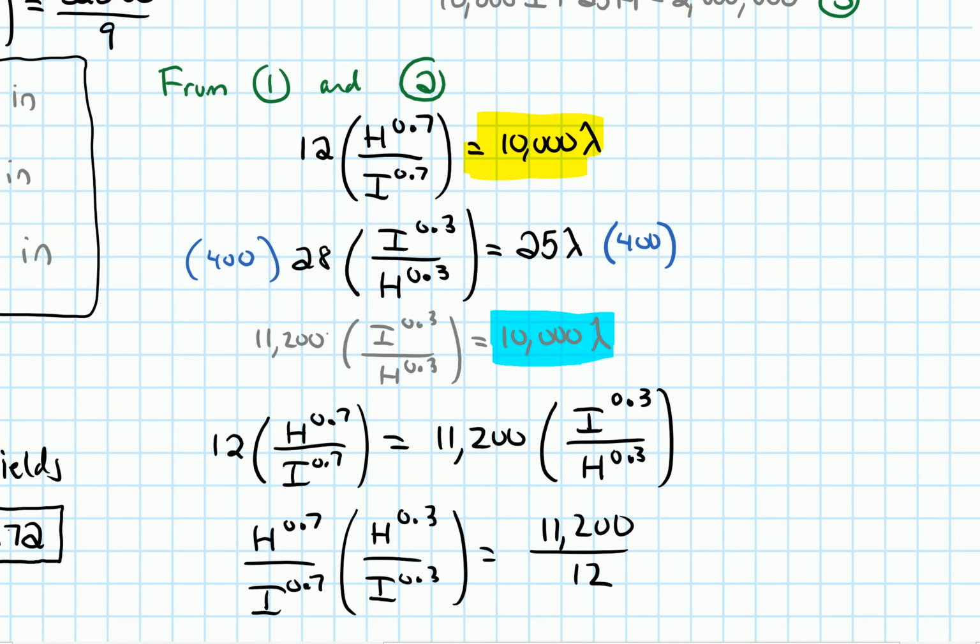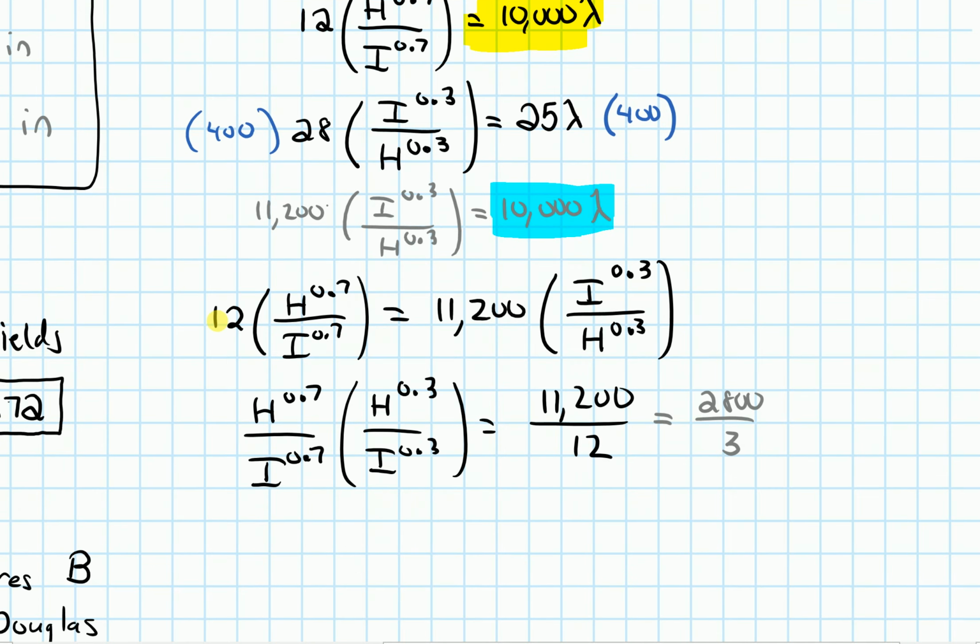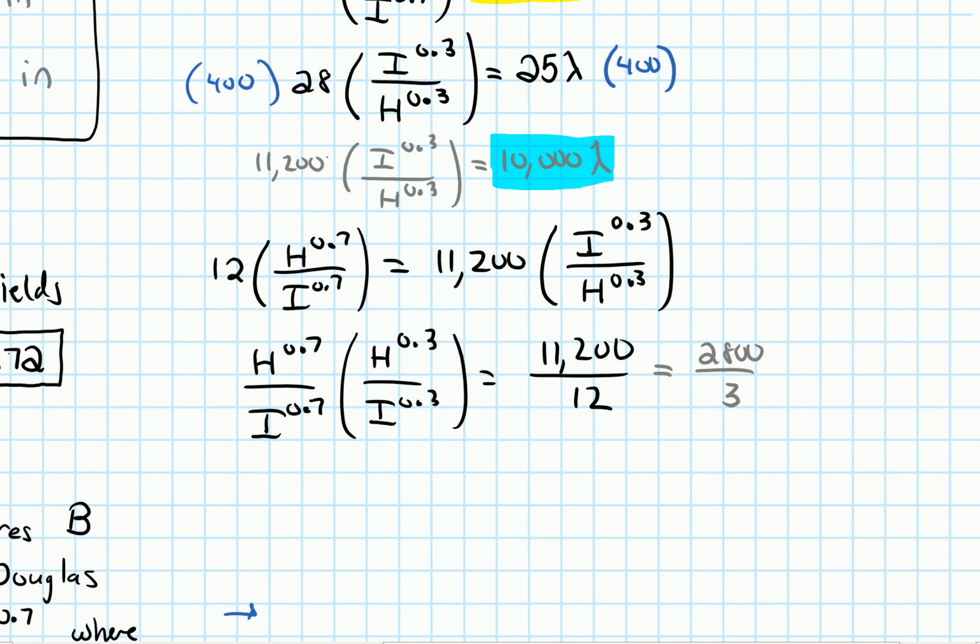But that simplifies a little bit. I could simplify that to 2,800 over 3 if I divide the top and the bottom by 4. Okay, but the left simplifies really nicely.